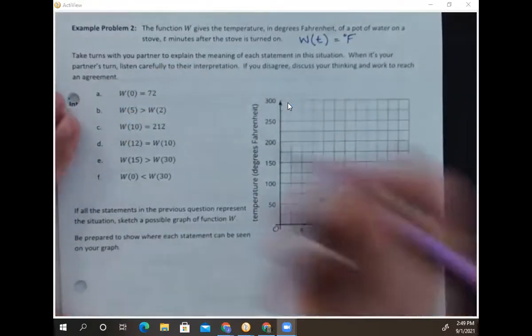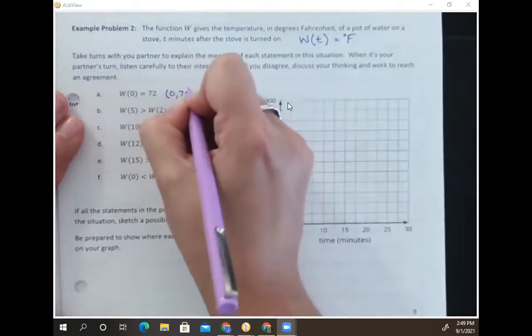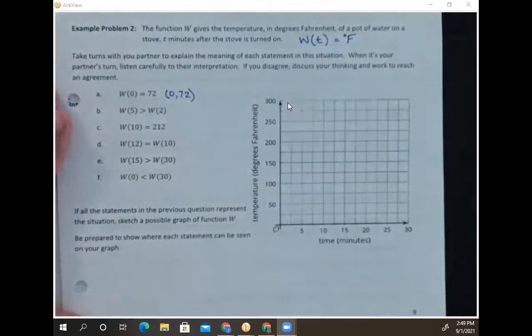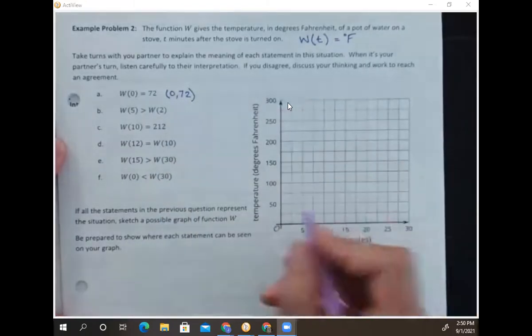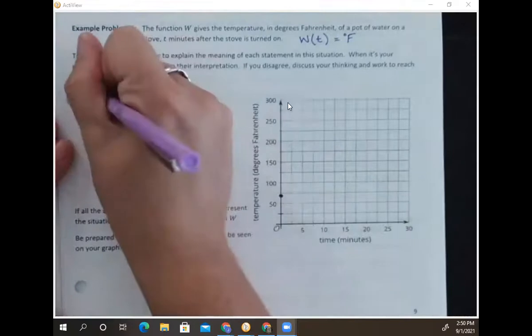So I'm looking to sketch a graph. The first thing I want to point out is that I get a point from this information. I get the point 0, 72. What does that point mean? What does that mean for my problem? Yeah, this is the starting temperature of my water. When I set the pot on the stove, that's the temperature of the water. So I'm going to go ahead and plot this point. It looks like we're going by 25 here, 25, 50, 75. So we should be right around here maybe for 0, 72.